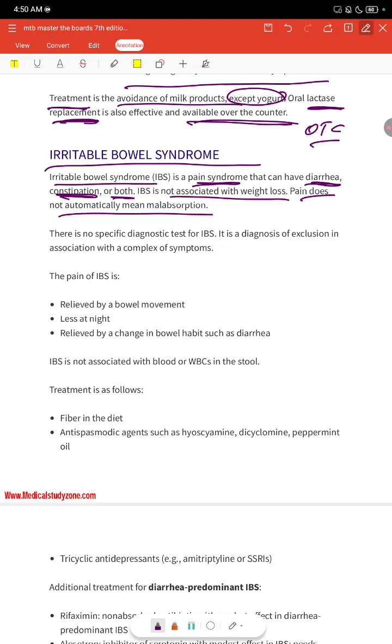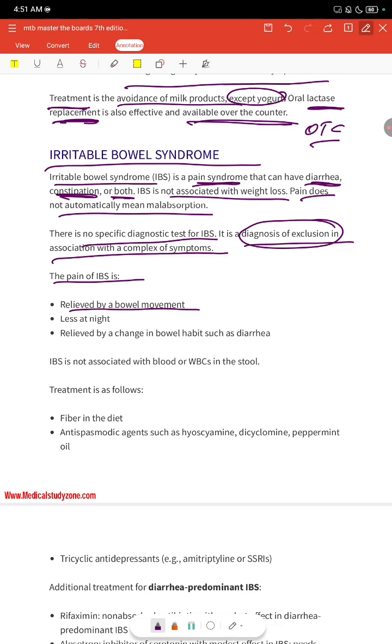There is no specific diagnostic test for IBS. It is a diagnosis of exclusion in association with a complex of symptoms. So it is a diagnosis of exclusion. The pain of IBS is relieved by a bowel movement. Less at night, it is less at night. Relieved by a change in bowel habit, such as diarrhea. IBS is not associated with blood or WBCs in the stool.